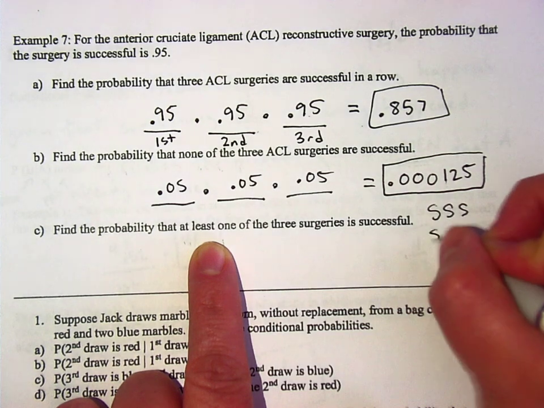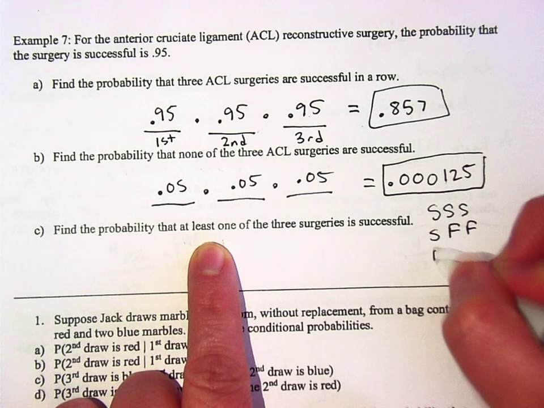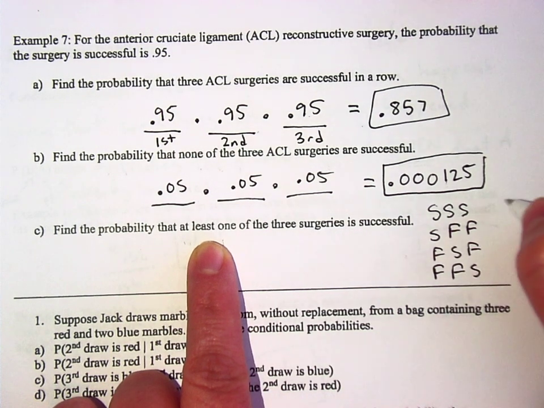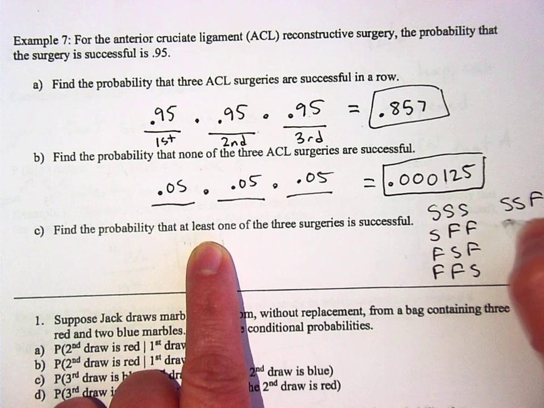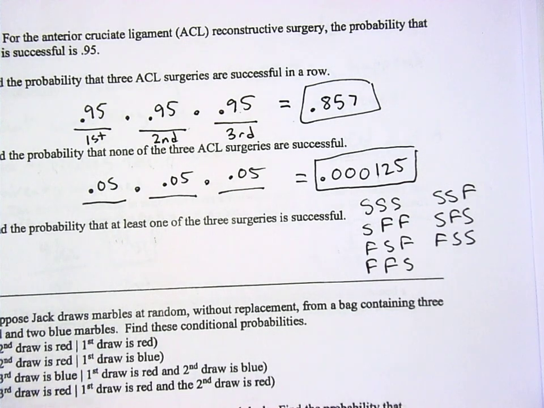So what I could do is list all of them and figure out all the different probabilities. We could have the first one being a success and the other 2 being failures: success, failure, failure; failure, success, failure; failure, failure, success. We could have success, success, failure; success, failure, success; or failure, success, success. So we could find the probabilities of all 7 of those and add them together.